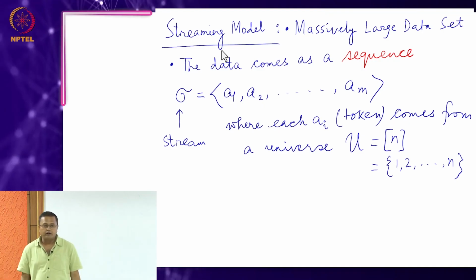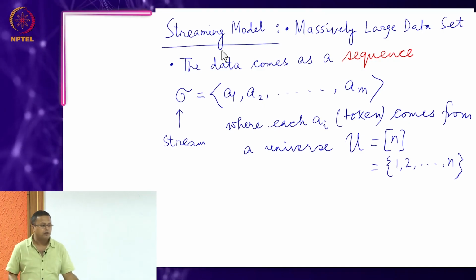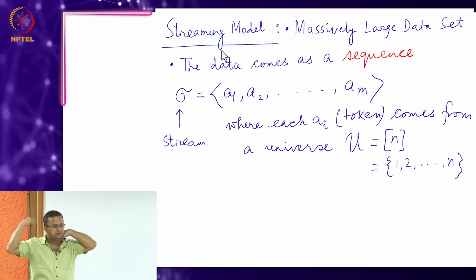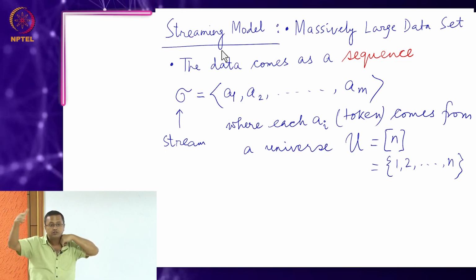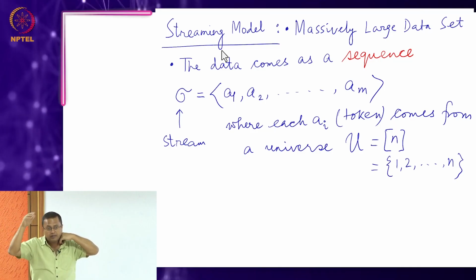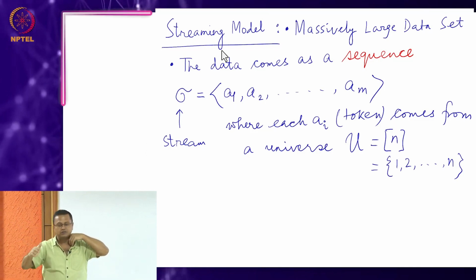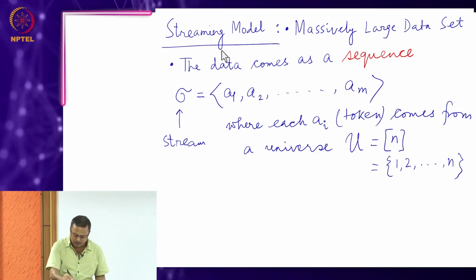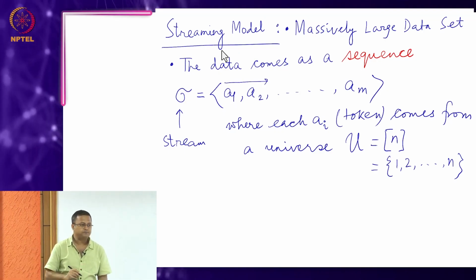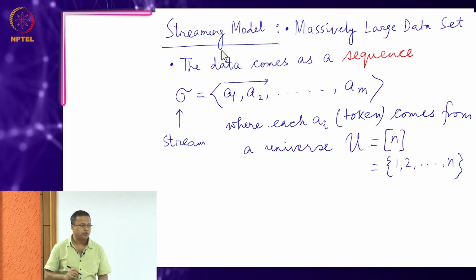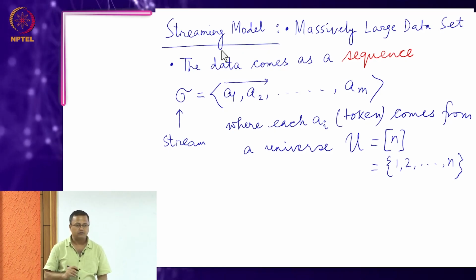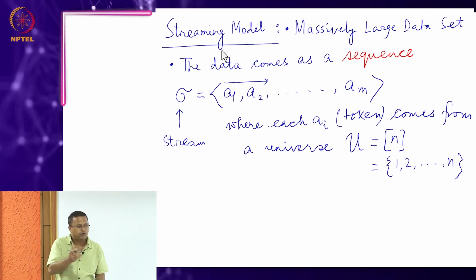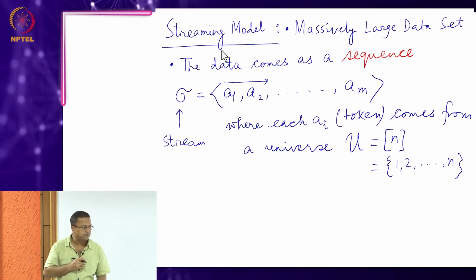Now, when I was looking into the RAM model, I could access data in any way I liked. There was no sequence, but here I am imposing a sequence. What does that mean? That you can only see the data in this direction. First you see A1, then A2, then A3, and so on up to AN. That is how your router behaves.